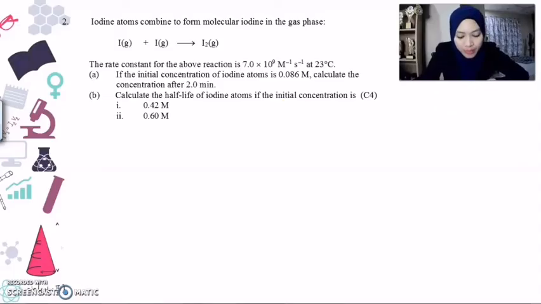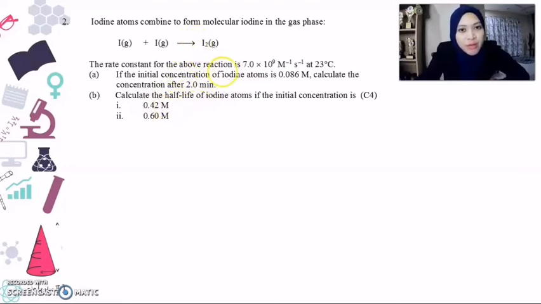In this question, iodine atoms combine to form molecular iodine in the gas phase. Given the equation I gas plus I gas produces I2 gas. The rate constant for the above reaction is 7 times 10 to the power of 9 M to the power of minus 1 s to the power of minus 1. If the initial concentration of iodine atoms is 0.086 molar, calculate the concentration after 2 minutes. And the second question asks you to calculate the half-life given the initial concentration.